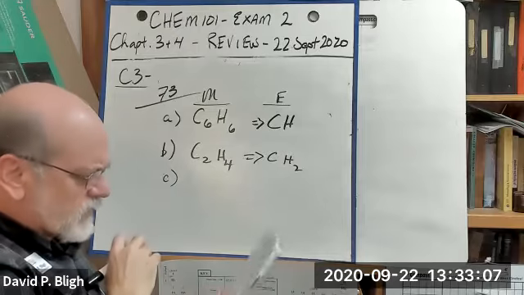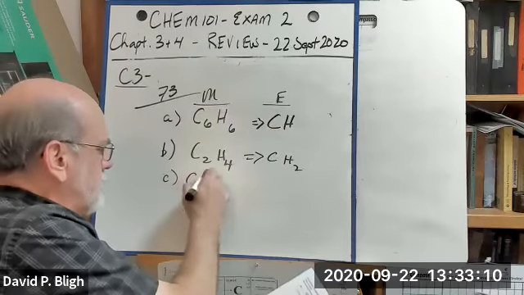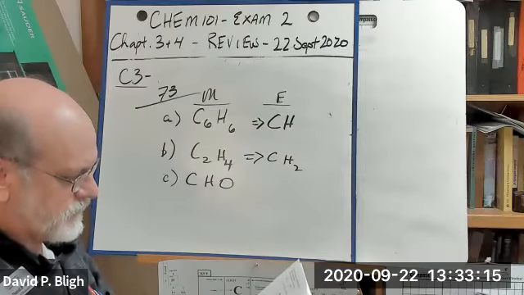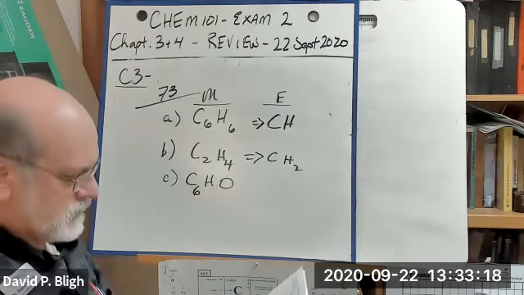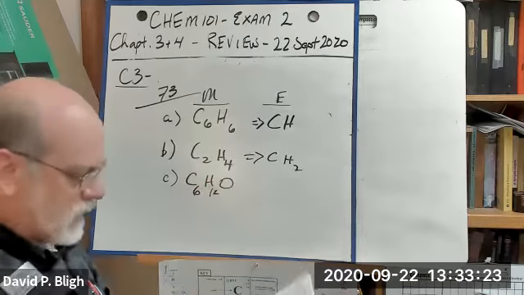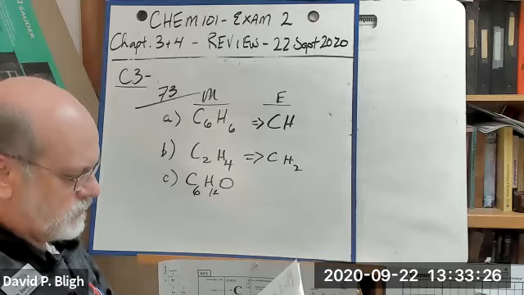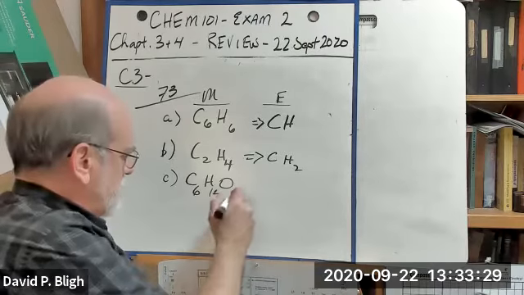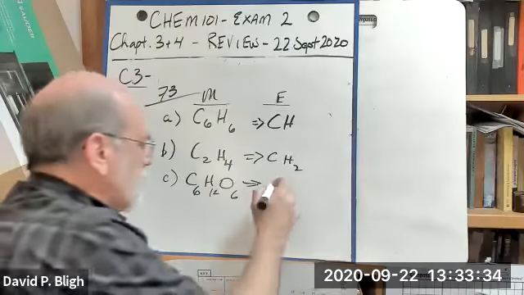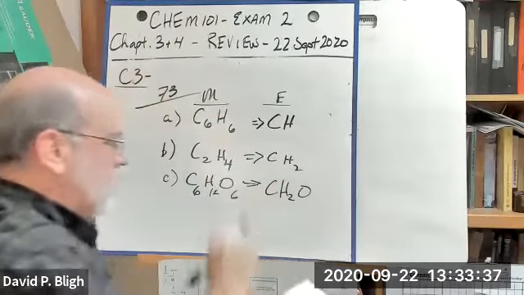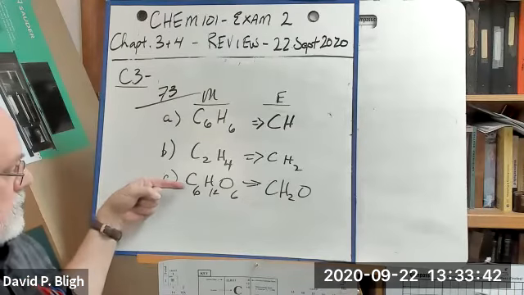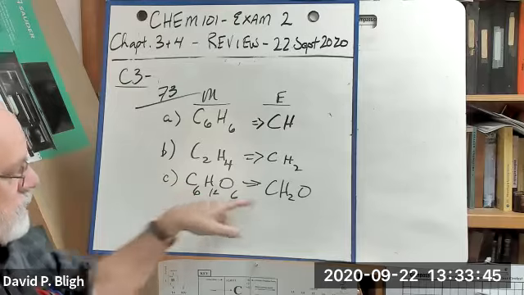This one looks like it has carbon, hydrogen, and oxygen. So how many carbons? 1, 2, 3, 4, 5, 6. Hydrogens: 1, 2, 3, 4, 5, 6, 7, 8, 9, 10, 11, 12. And oxygens: 1, 2, 3, 4, 5, 6. It looks like glucose to me. So what's the empirical formula for glucose? CH2O. Why? Because you can divide this through by 6: 6 into that, 6 into that, 6 into that gives you 1, 2, 1.